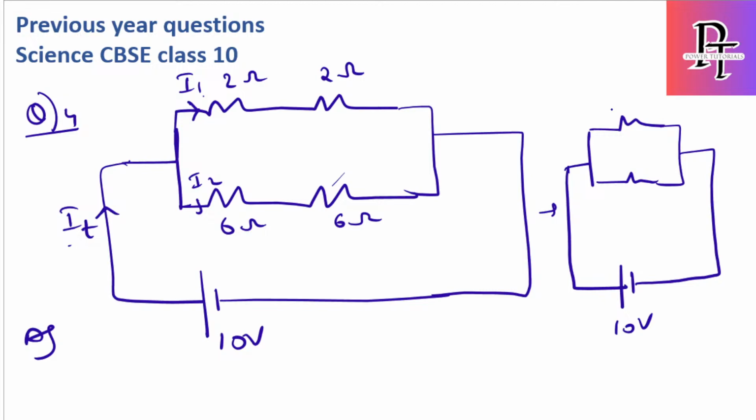Okay, I think now it's visible on the screen. Just let me know what is this resistance value and this resistance value, top one and bottom one.